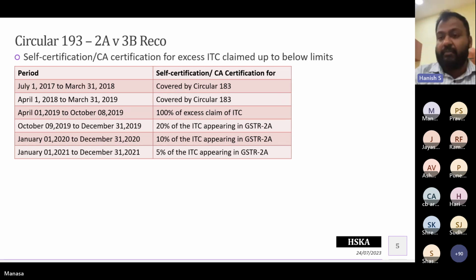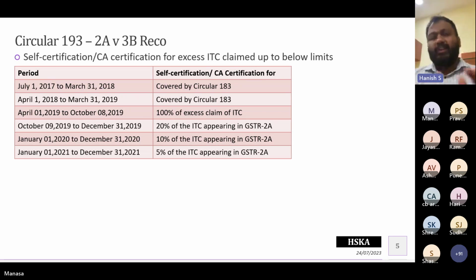Okay, then they introduced a scheme, Rule 36(4), where they said, whatever is appearing in your GSTR 2A, add 20% to that and you will get that much amount of credit. Then they said, no, 20% is very high, so we'll make it 10%. Then they said 10% is also very high, make it 5%. And then one fine day, they said, whatever is appearing in 2A, only that you can take credit. Then they said, no, not 2A. Whatever is appearing in 2B, only that you can take the credit. So currently, the law is that whatever is appearing in GSTR 2B is the credit which I am entitled to claim.